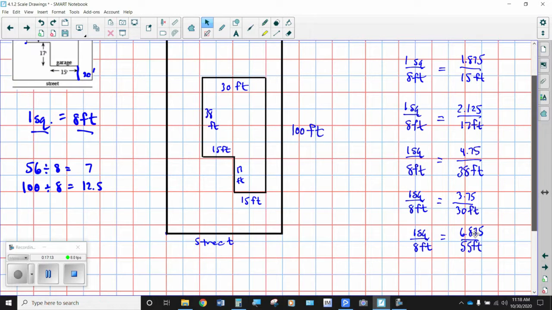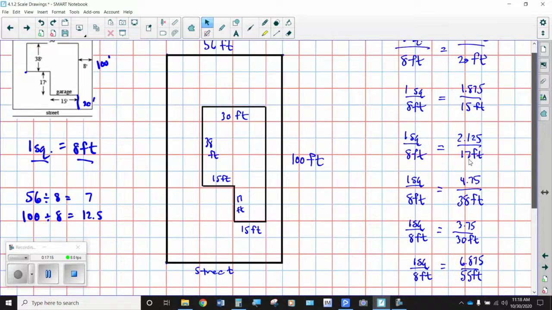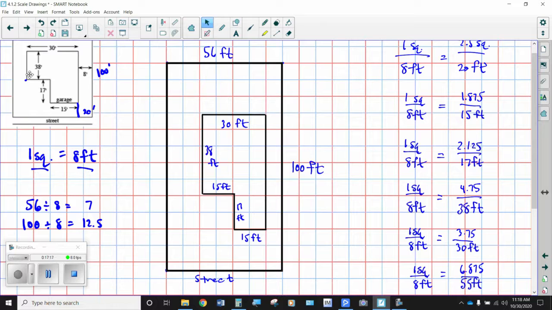This is supposed to be how many total feet? 38 feet from here to here and 17 from here to here add up to make a total of 55 feet. So 8 times 6.875 is 55. So does this look like it could be 1, 2, 3, 4, 5, 6, and then almost 7, but 0.875? Yeah, that looks pretty close. So we're going to say this is a pretty decent rendition of a scale drawing.